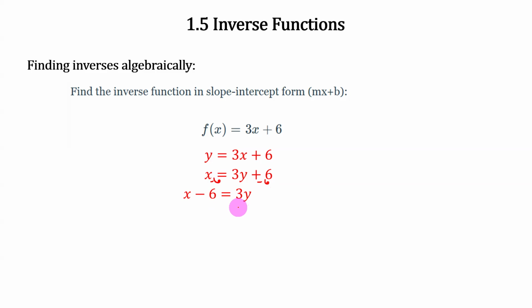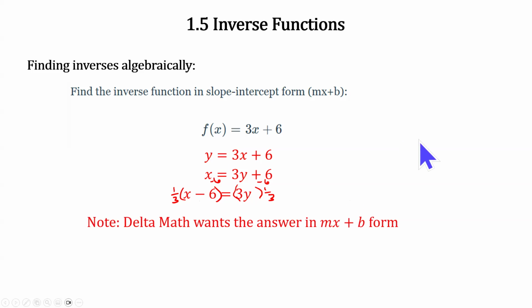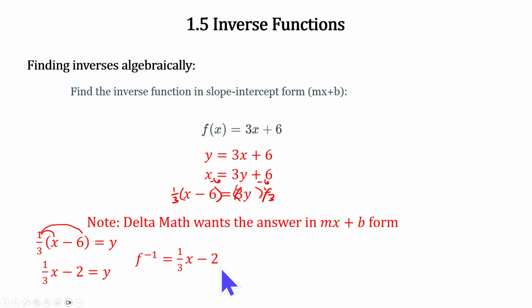And now I'm going to divide by 3. Normally what I would do is just put everything over 3, but the problem with that is that it's not going to be in the mx plus b form. So we're going to multiply both sides by 1 over 3, the reciprocal of 3. Delta Math wants it in mx plus b form, so we multiply both sides by 1 over 3. 1 over 3 cancels out the 3. 3 times 1 over 3 is 1. Now we distribute. We're going to have 1/3 x, and 1/3 of 6 is 2. So there's my function. Change it to f inverse of x.